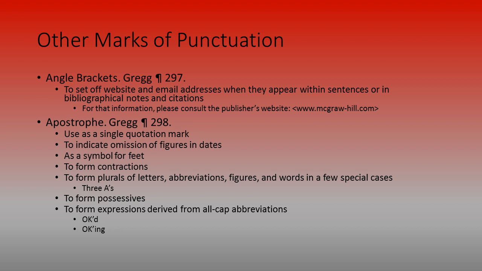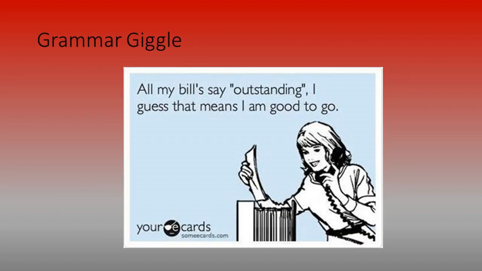Apostrophes you can use as a single quotation mark to indicate omission of figures and dates, as a symbol for feet, to form contractions, to form plurals of letters, abbreviations, figures, and words in a few special cases, like 3 A's, because if you didn't have the apostrophe, you wouldn't know for sure whether it was A's or as. Use this apostrophe to form possessives and to form expressions derived from all cap abbreviations, but not to make words plural.